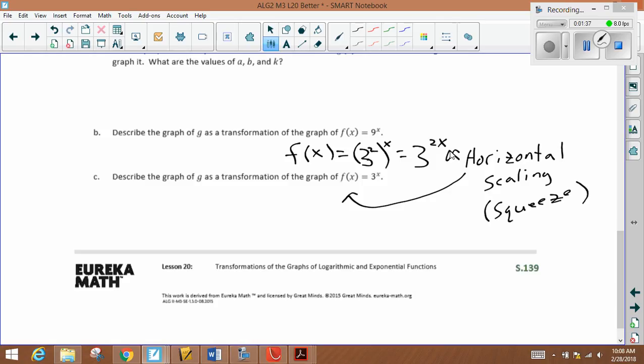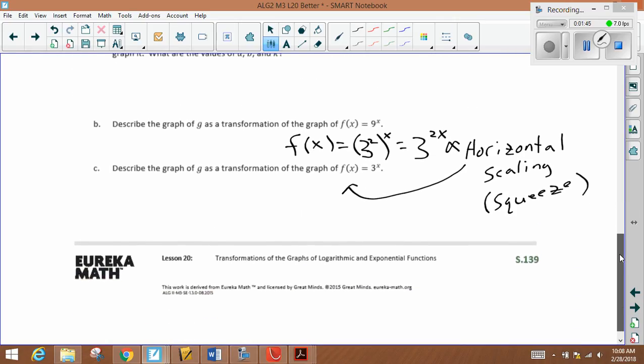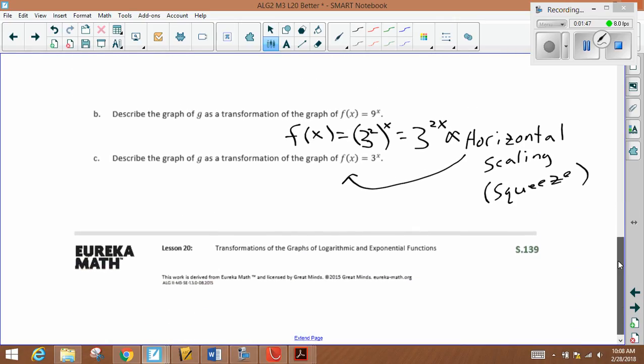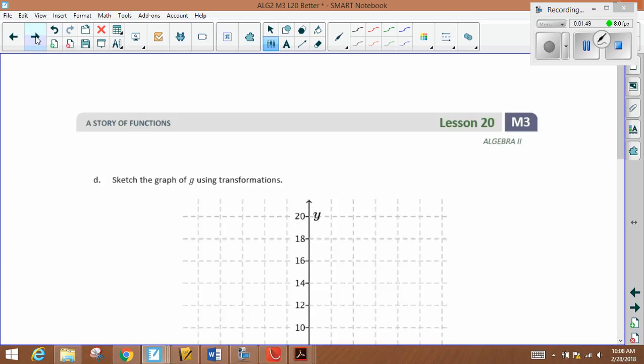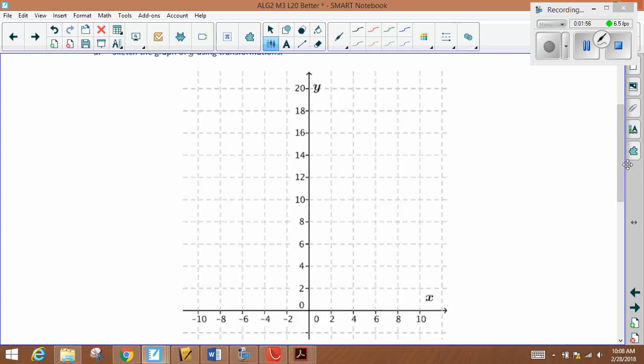Let's go ahead and graph f of x and g of x. So we're going to graph 3 to the x power and 3 to the 2x plus 1 power minus 2 on the next page. So I'm going to go ahead and write that. So we're going to graph f of x equals 3 to the x, and we're going to graph g of x equal to 3 to the 2x plus 1 minus 2. Is that correct?